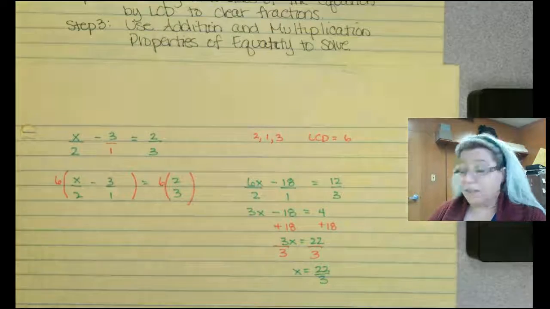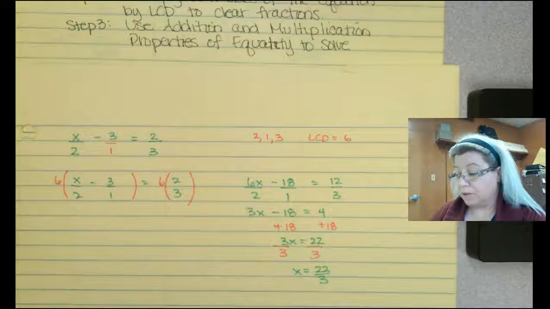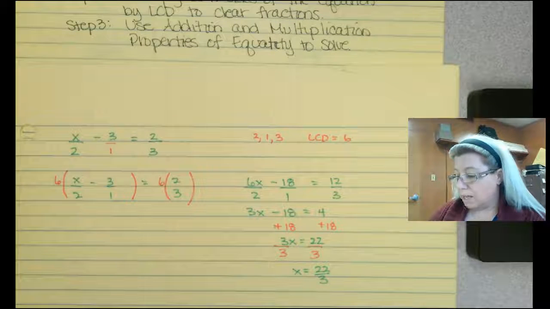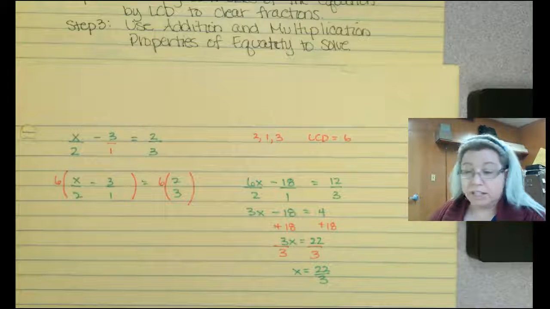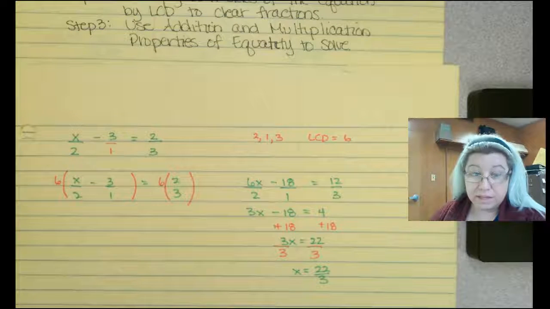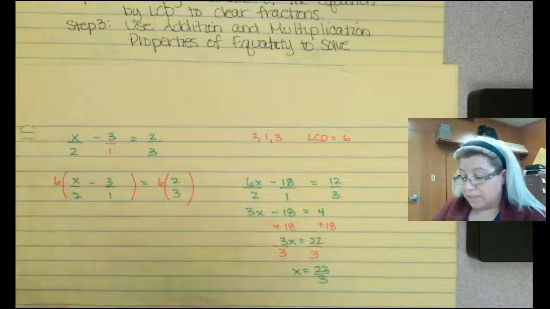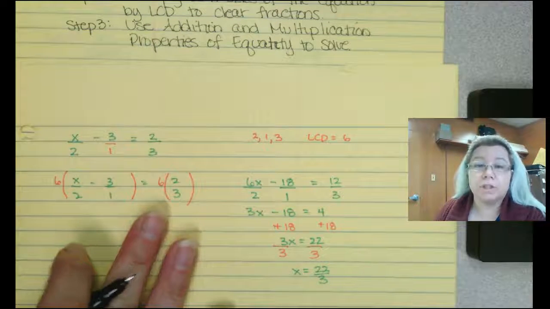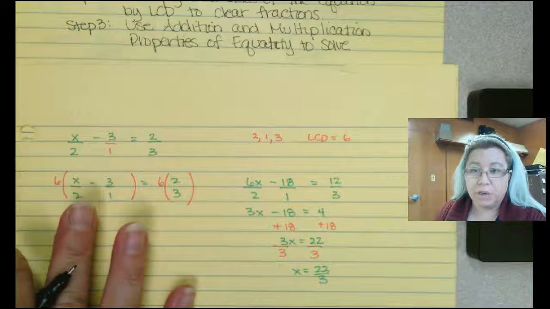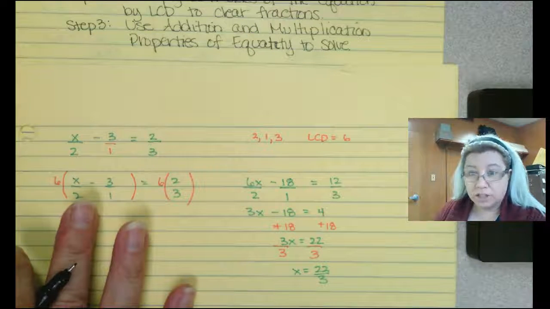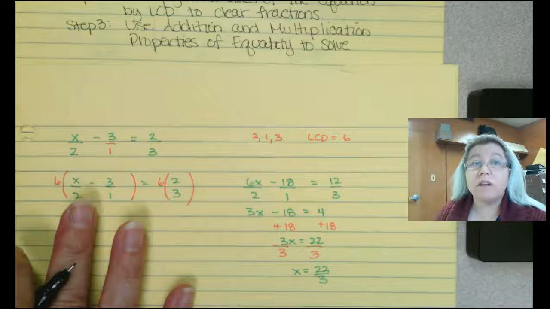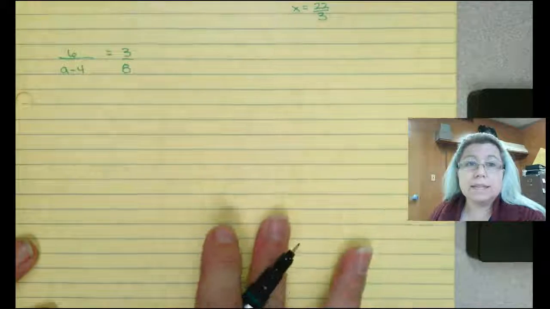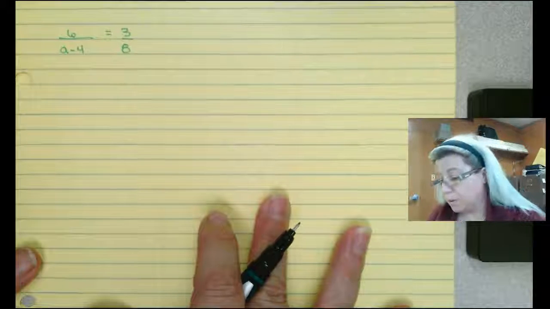So the first step, I think, is the only new step that we have: multiplying by the LCD to clear out the fractions, and then using our addition and multiplication properties of equality to solve for the rest of the problem. Now, we've seen this before when we just have numeric values or just one variable floating around. With rational expressions, we also need to be aware of our limitations on our variable. Here's what I mean. Let's take another example.